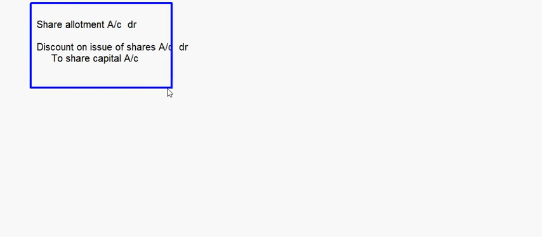Okay. Now, one thing that we have to learn here is, see, as far as this journal entry is concerned, this is a simple one, and after that you will have your bank account to share allotment, that will be the normal entry, right? Like this, right? Now, how this loss is written off? Now, this is what I'll explain here.